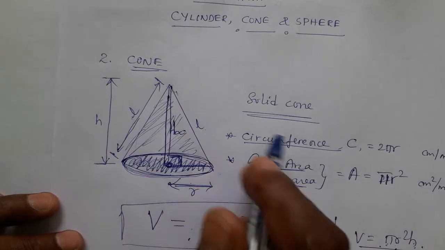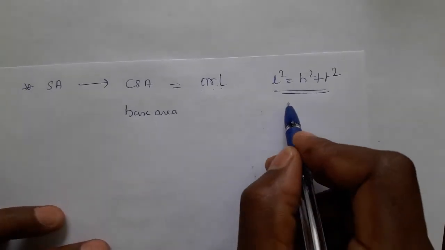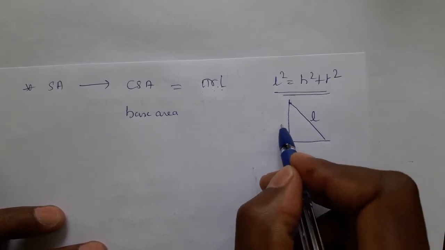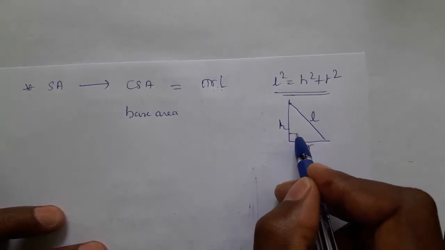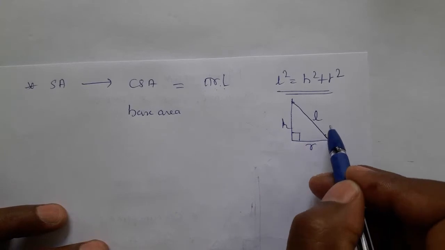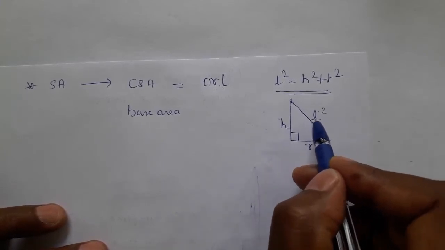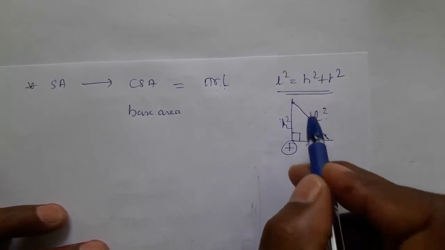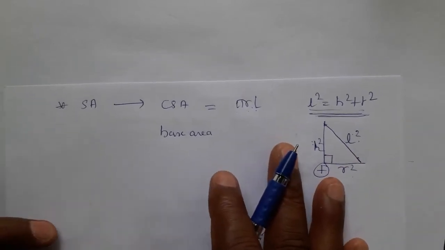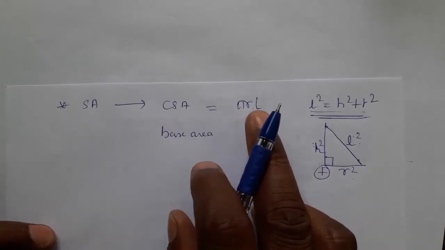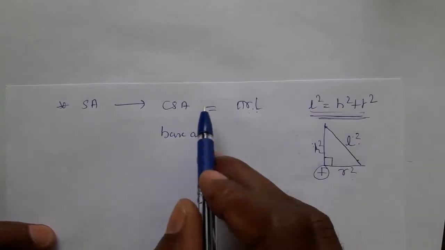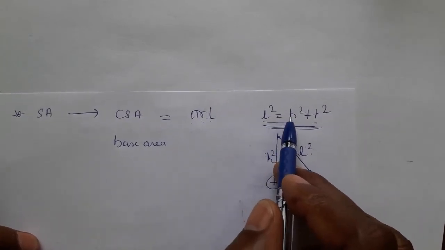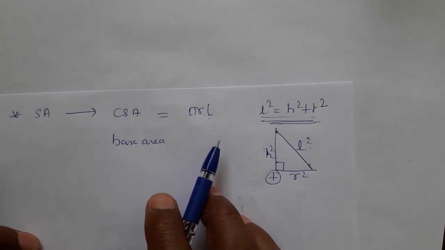Now we got a right angle triangle here. This is the vertical height h, this is the radius, and this is the slant height L. According to the Pythagoras theorem, L square is equal to h square plus r square. This is the additional formula we use in the curved surface area of the cone. Don't forget this, very important. When you are using curved surface area pi r L, always remember L square is equal to h square plus r square.